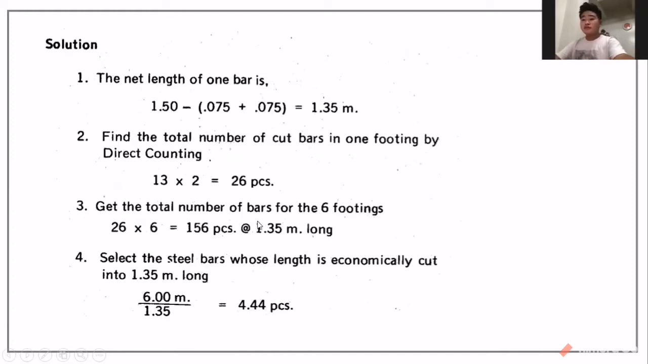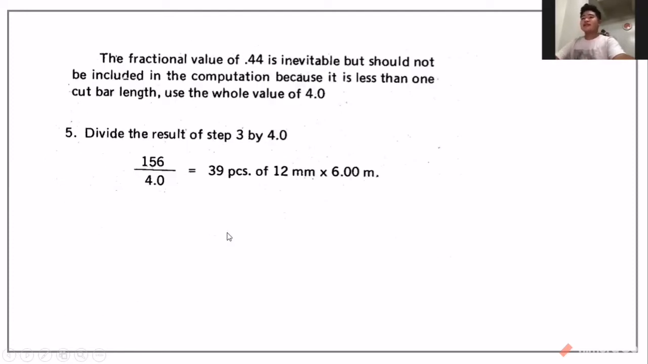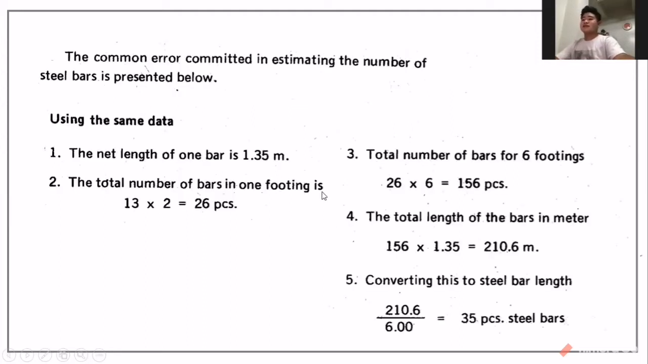The result of our step 3 is 156. So our 156 was divided by 4, so we have 39 pieces of 12 millimeter by 6 meter. So we need these 39 pieces of steel bar, which is 12 millimeter by 6 meter. The common error committed in estimating the number of steel bars is presented below here.